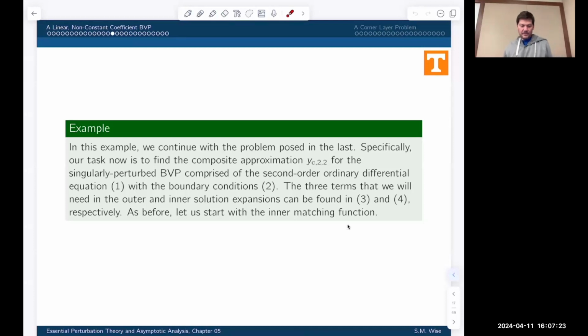So the subject of today's lecture is to finish the linear non-constant coefficient boundary value problem that we started with last time. There we ended with getting a composite solution of order 1, 1. And now we're going to carry that a little bit farther and try to get the composite solution of order 2, 2, and then compare these two things together. In this case, we can compute a numerical solution for the problem at hand, and we'll compare that to the numerical solution and call that the true solution.